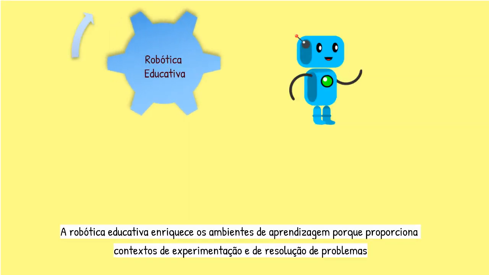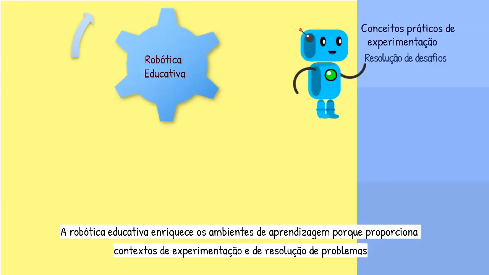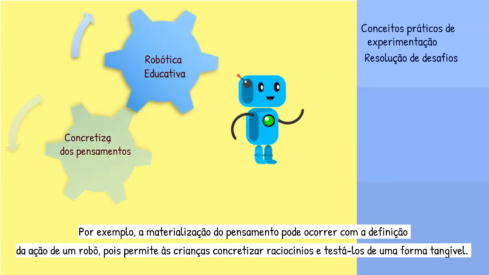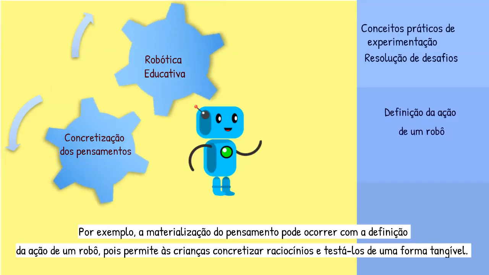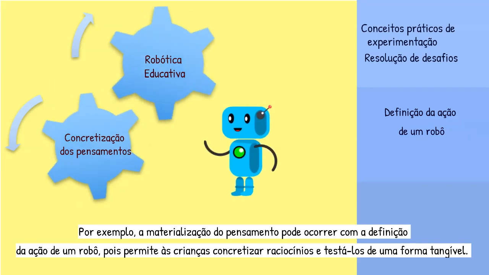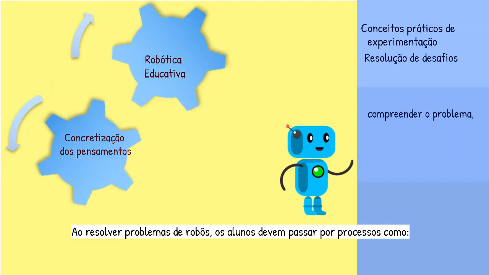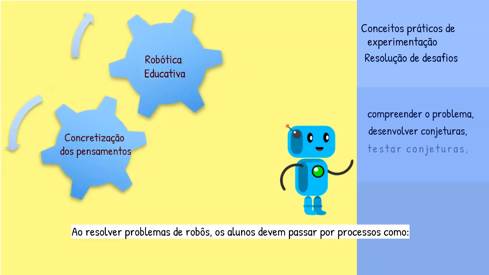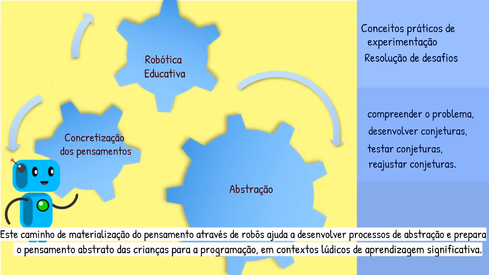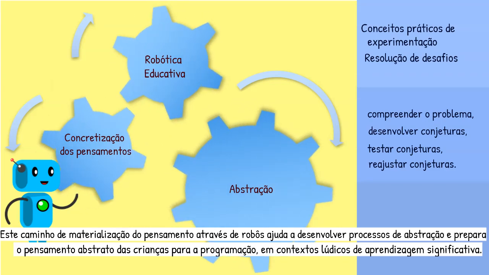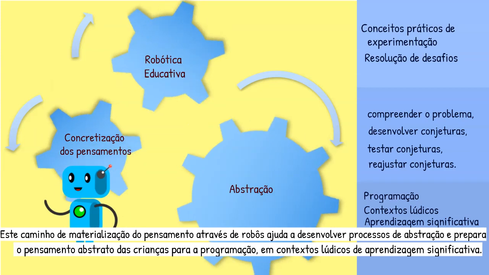Educational robotics enriches learning environments because it promotes very practical contexts of experimentation and challenge solving. For example, the materialization of thought can occur with the definition of a robot's action, as it allows children to make reasoning real and test it in a tangible way. When solving robot problems, children need to understand the problem, develop conjectures, test them, and if wrong, rethink their conjectures. This path of materializing thought through robots helps develop abstraction processes and prepares children's abstract thinking for programming, in playful contexts for meaningful learning.